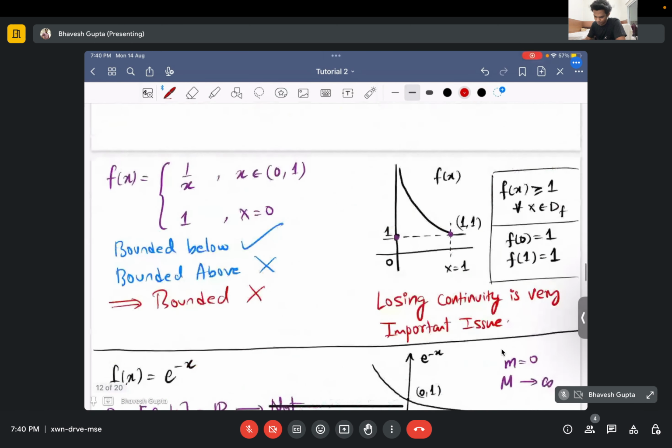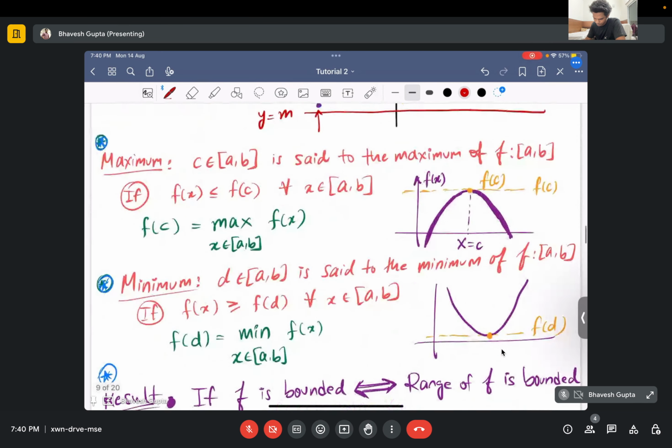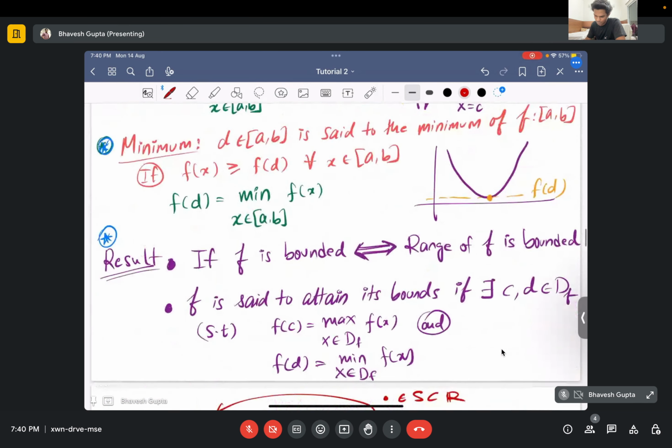something called a bounded function. I hope this idea is all clear to all, right? If a function is bounded, then we say that the range of the function is also bounded, because the range is basically the possible values of the function, the possible outcomes.